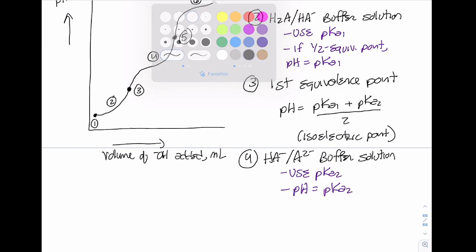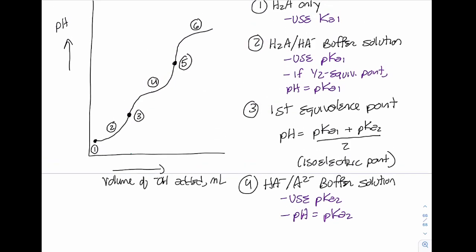Number 5. Number 5 here is our second equivalence point.